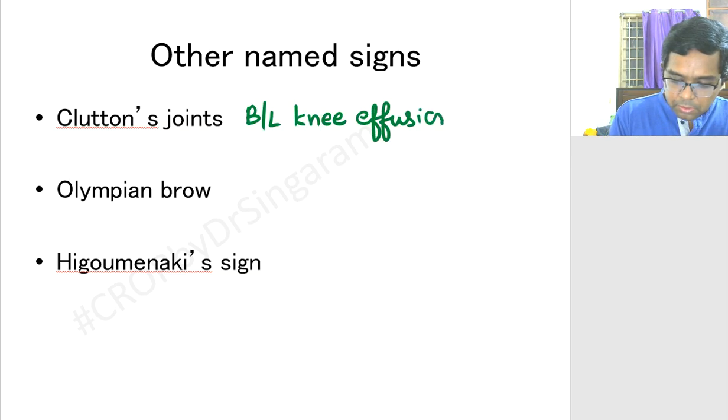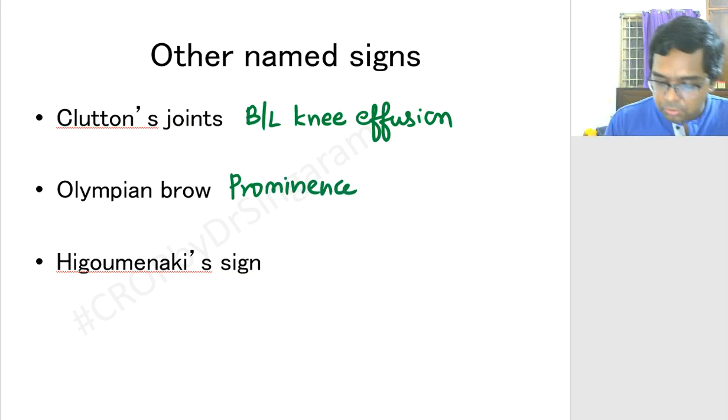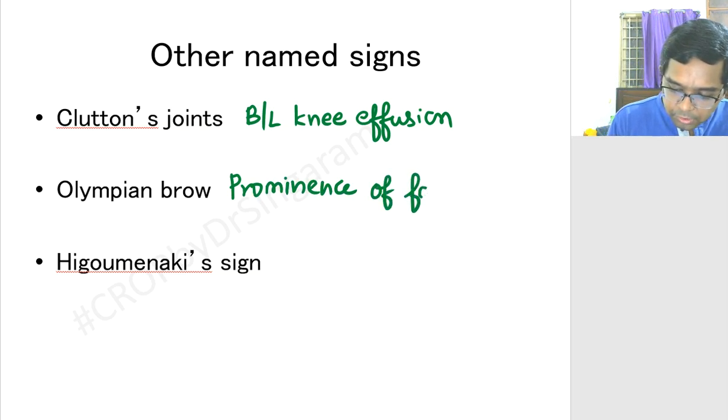And what is the next one? It is called Olympian brow. It is nothing but prominence of the forehead due to osteitis in the skull bones. So it causes prominence of the forehead. That is called Olympian brow.